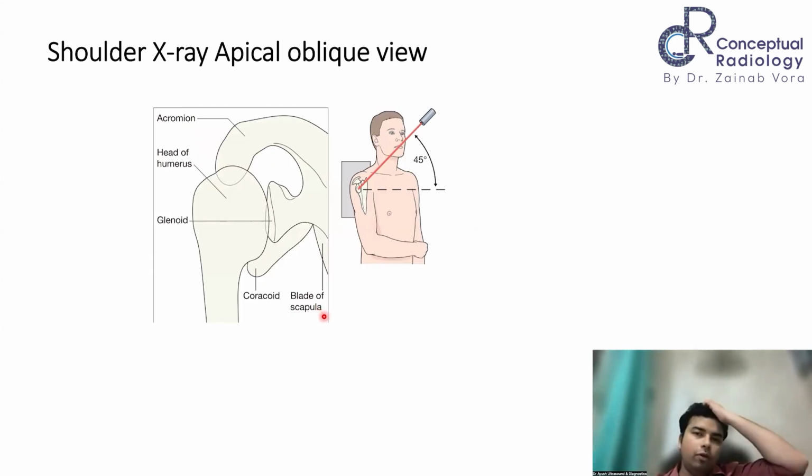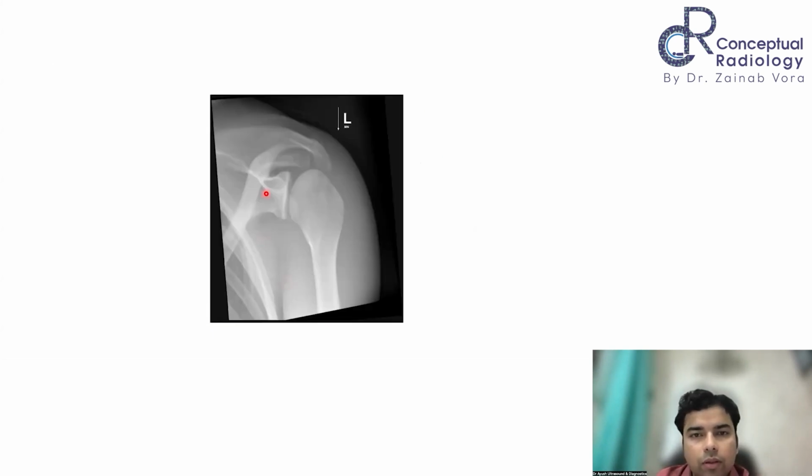Then the second view that we'll talk about is the shoulder X-ray apical oblique view or the modified trauma axial projection. The way it is done is that the X-ray beam is angulated at 45 degrees, and this is the kind of view that we get. The good part is that it gives a very exquisite detail of the glenoid cavity as well as the humeral head, so any chip fractures in this region are picked up very well. The acromion lies on the top, and this is the coracoid process. I'll show you the image. This is how it looks.